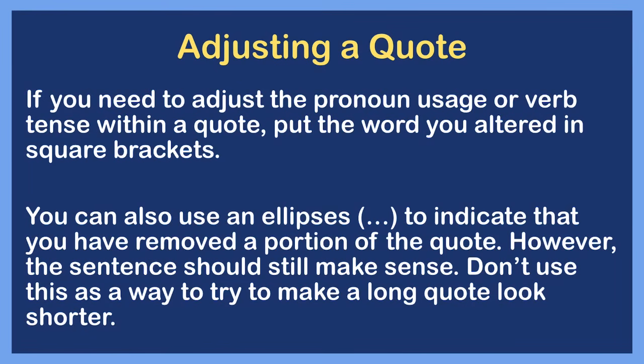Another possible reason why you might need to make an adjustment might be the verb tense. So again, you would just simply put that verb that you changed in those square brackets to indicate that you made that adjustment. Now, you are not taking creative liberties with the text. You are simply adjusting either the pronouns or the verbs to make it fit your sentence.